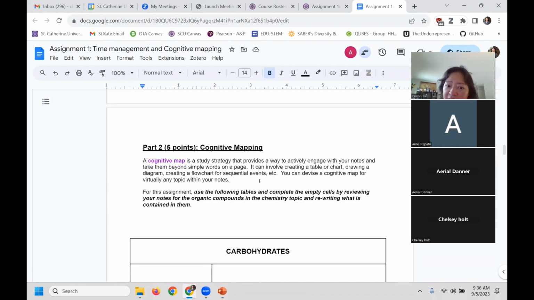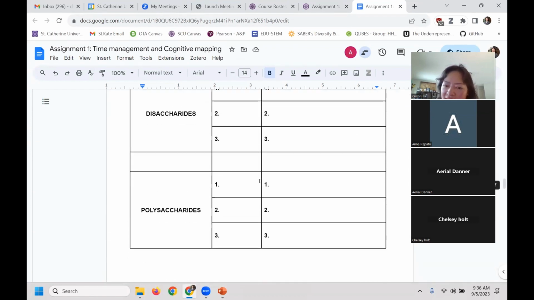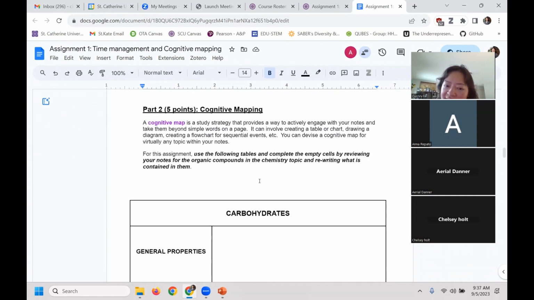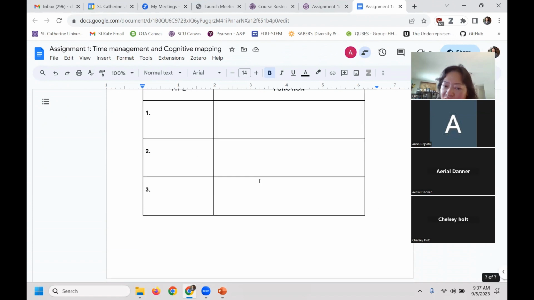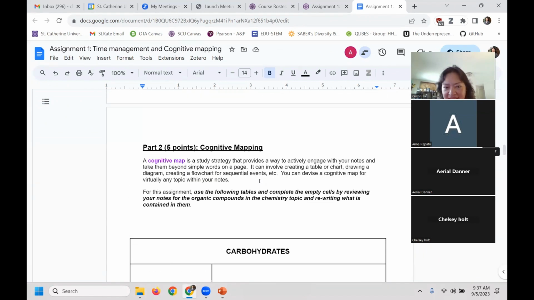Then the next part is the cognitive mapping, and this is what follows that worksheet. On the chemistry, look at the critical skills. This is it right here. It's on the biological important molecules, which are the carbohydrates, lipids, protein, and nucleic acids. So this is it. Okay, sounds good. Thank you.